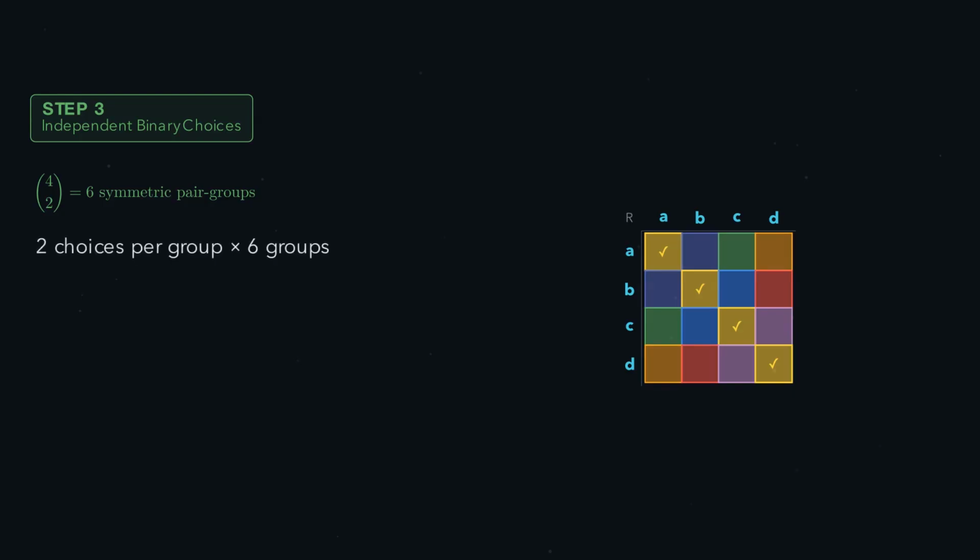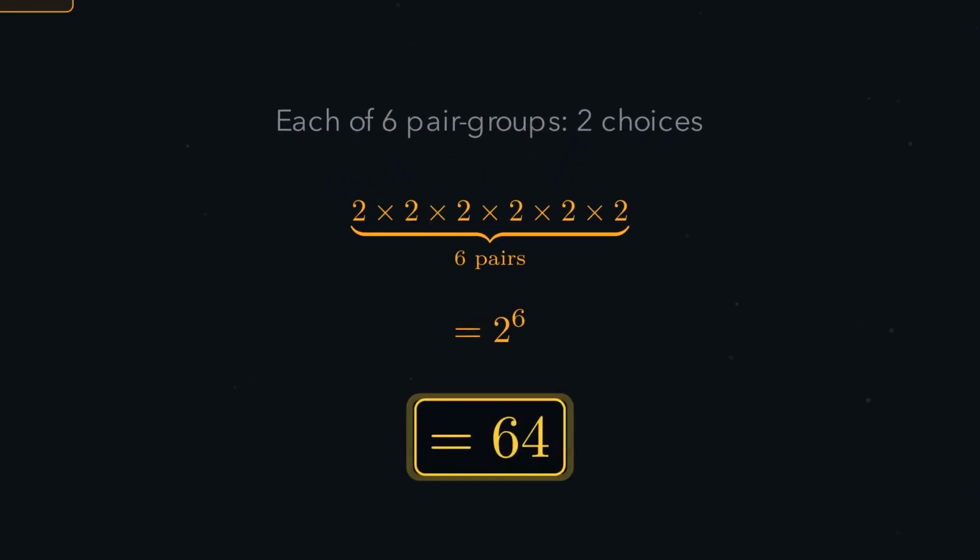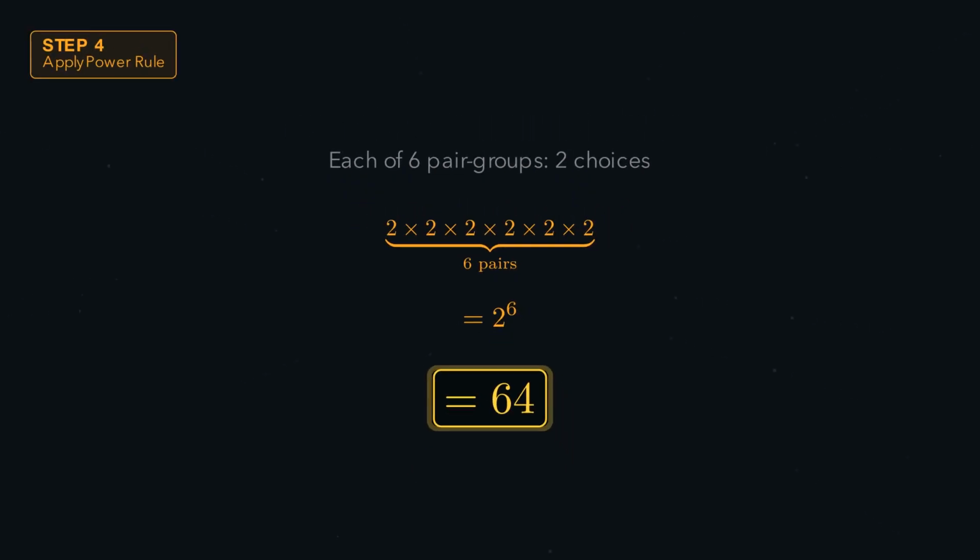Here's the key insight. All 6 symmetric pairs are completely independent of one another. Whether we include the AB pair has no effect on whether we include the AC pair. So we have 2 choices for each of the 6 pairs. 6 independent binary decisions. Multiply them together. 2 to the power of 6 equals 64. That's the total number of relations on a 4-element set that are both reflexive and symmetric.